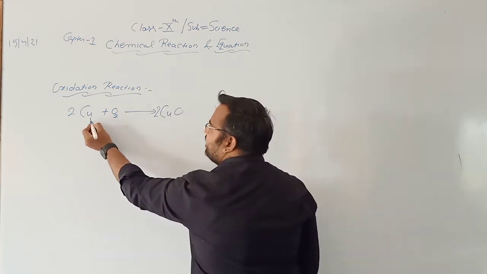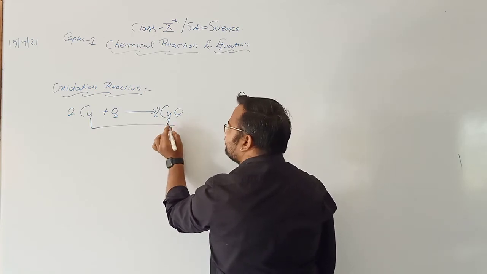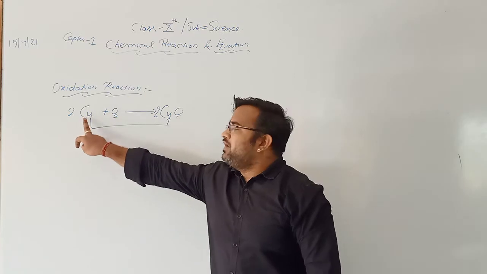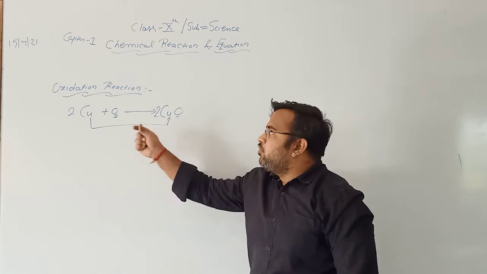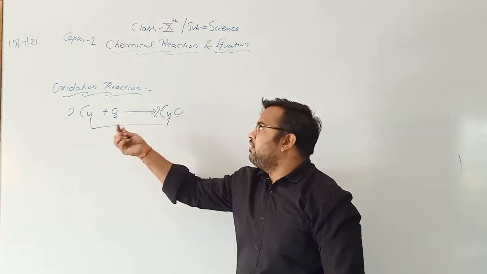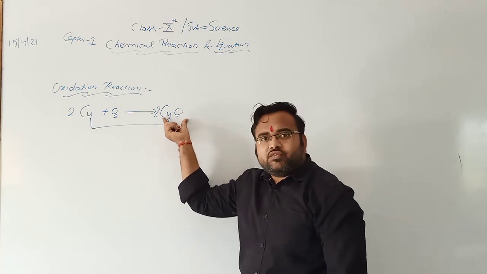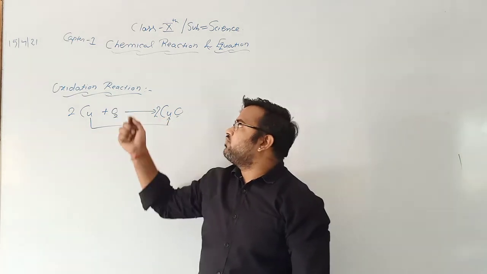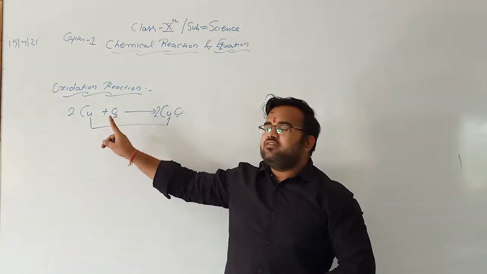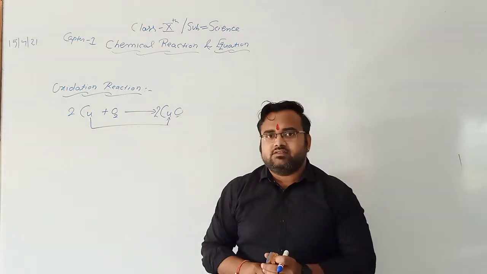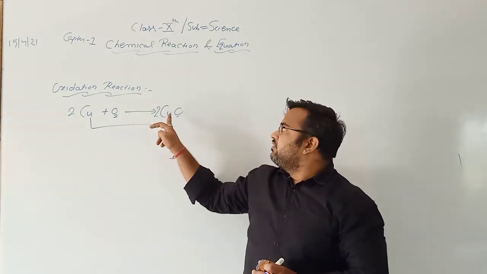Now from here to here we can see copper from its elemental state has combined with the oxygen. The difference we can see is that copper is combined with oxygen and gives us copper oxide. This reaction is known as oxidation reaction. When any element combines with oxygen, it is known as oxidation reaction. Copper has combined with the oxygen and gives copper oxide.